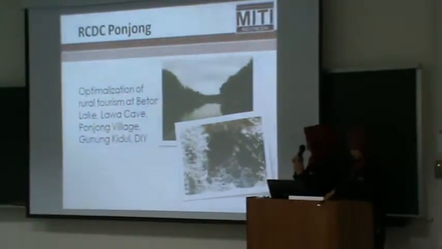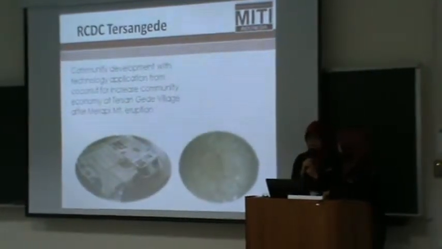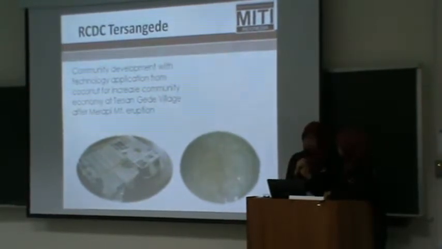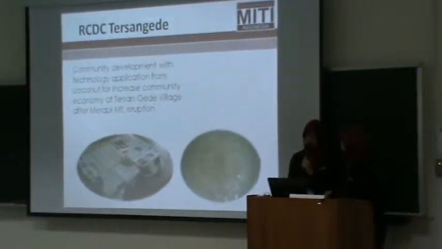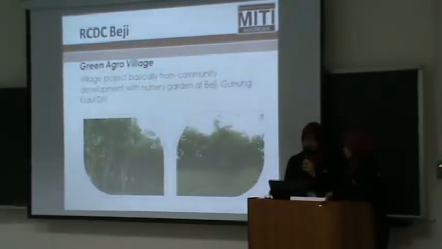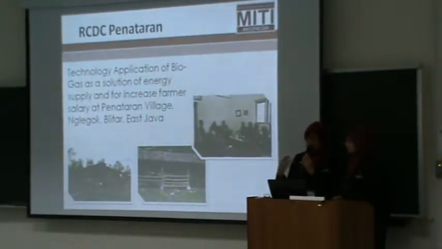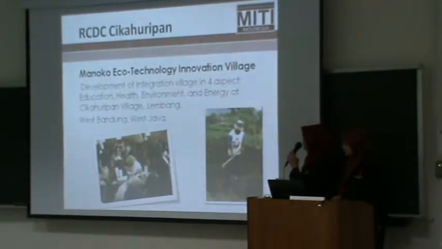And in RCDC Bonjong is optimization of rural tourism, at Beton Lake and Lower Cave in Bonjong Village, Gunung Kidul, Yogyakarta. In Tersang Gede, community development with technology application from coconut to increase the community economy. Then in Beji, the program is Green Agro Village, a village project from community development with nursery and garden. Next, Penataran is about a biogas solution for energy supply to increase farmers' income. And in Cikahuripan, Bandung, is Eco Technology Innovation Village development, covering education, health, environment, and energy.